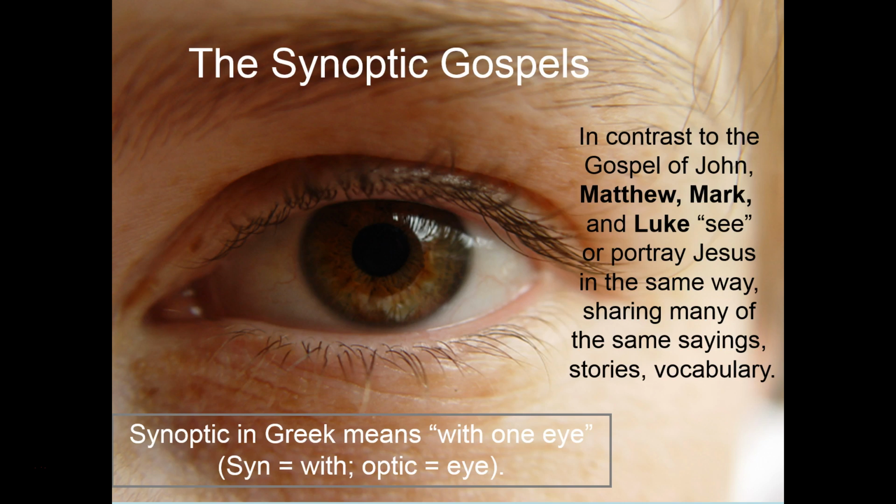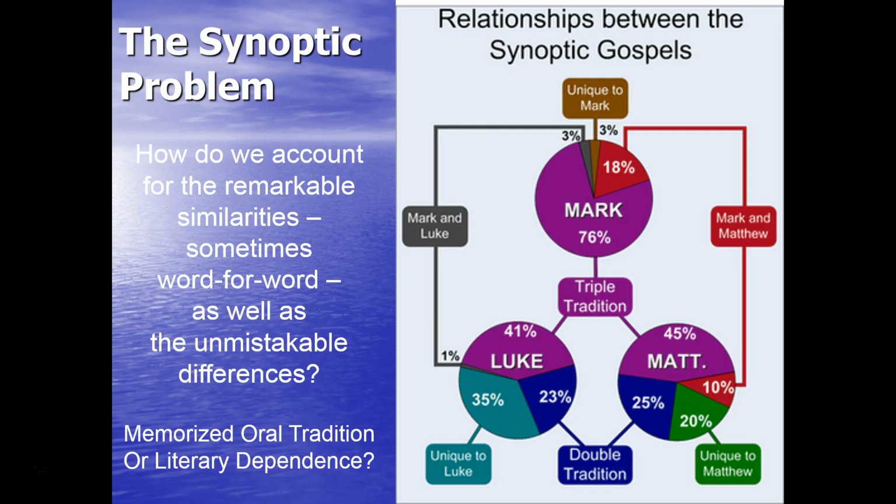The word synoptic comes from the Greek. Syn means with, and we kind of know that word optic means eye. With one eye is the idea that they see Jesus sort of with a similar vision.